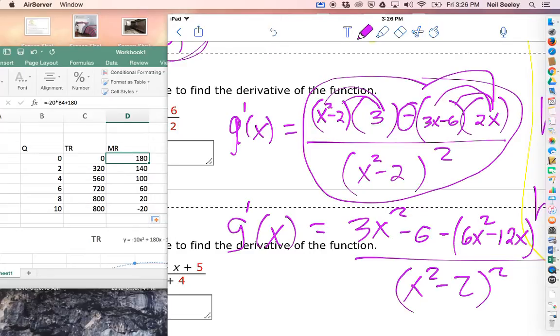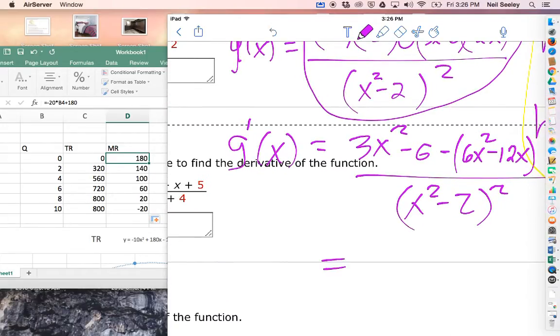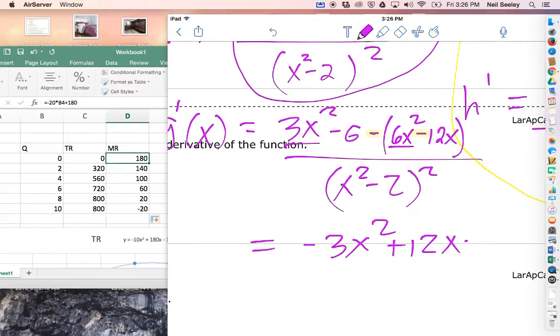Now I'm noticing some like terms, and I want to really be careful with that minus sign in the middle. So you be careful as well. From a little bit of simplifying, I see x squareds here. That'd be 3x squared minus 6x squared, so negative 3x squared. I do see a minus a negative 12x, so you've got to watch out for that as a positive 12x. And then at last is a minus 6 at the end, over my regular x squared minus 2 squared.